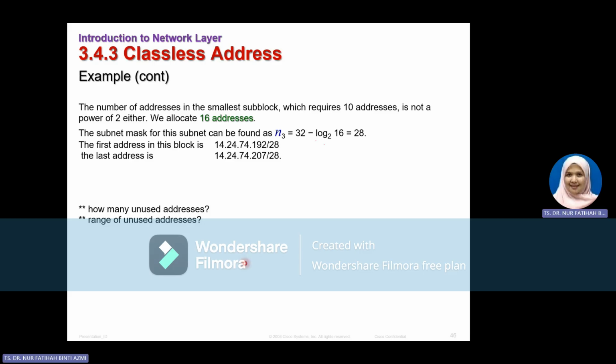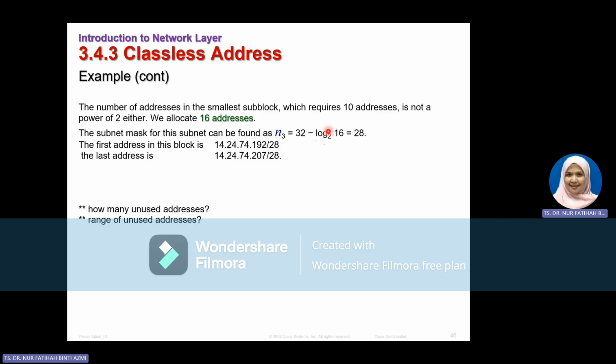And so how many unused addresses? Because we had to round up the numbers for each subnetwork to the nearest power of 2, we will have some unused addresses. For example, for the first subnetwork, we allocate 128, but we needed 120. So the unused address for subnetwork 1 is 8. For the second subnetwork it is 4, and for the third subnetwork we have 6.